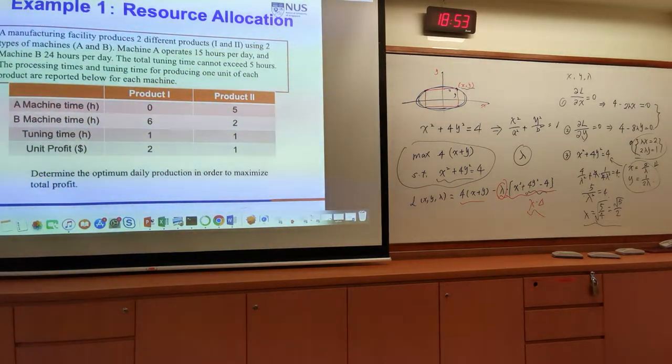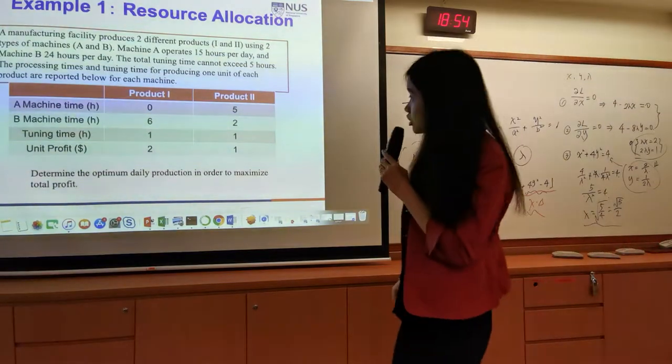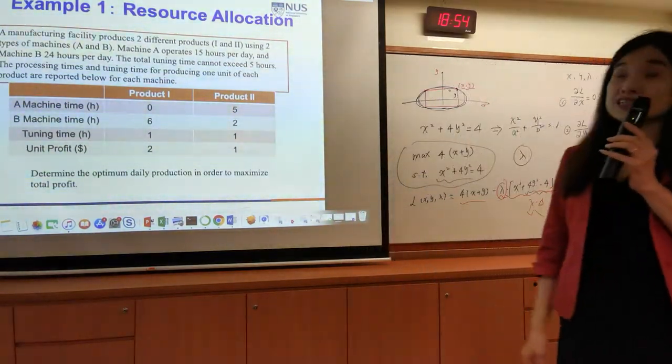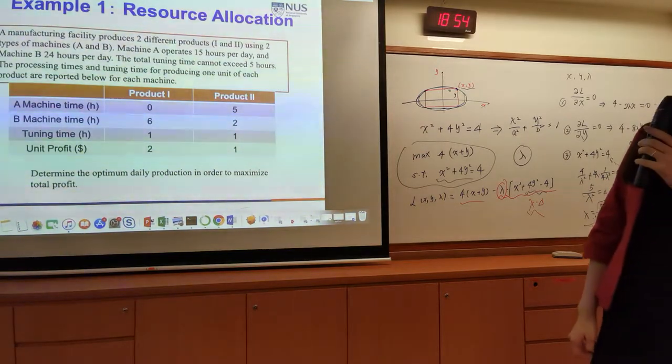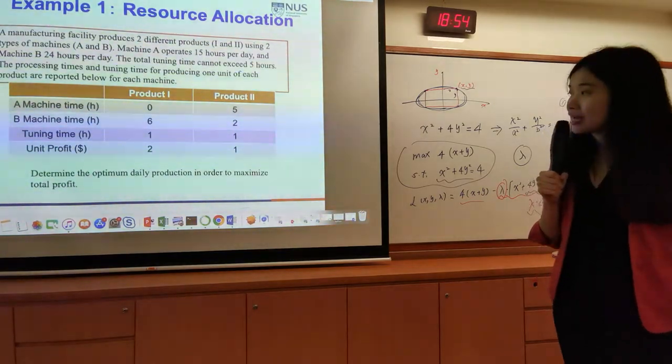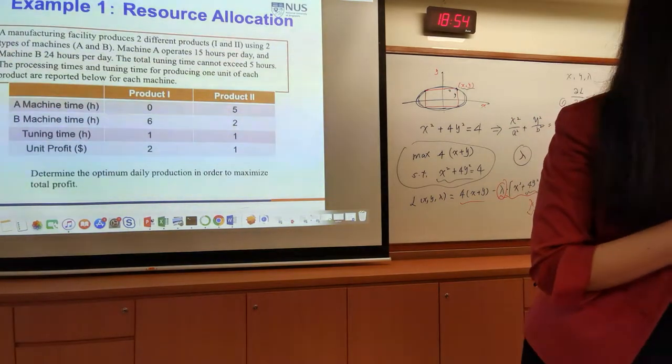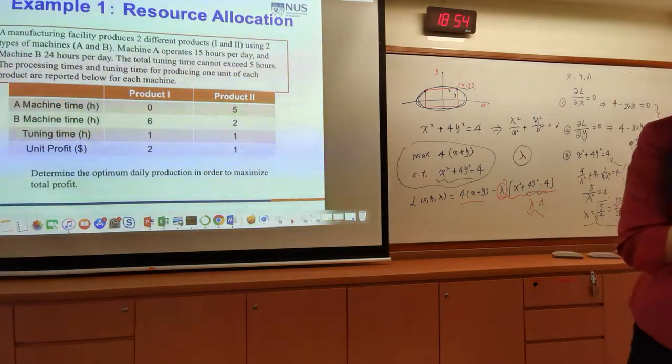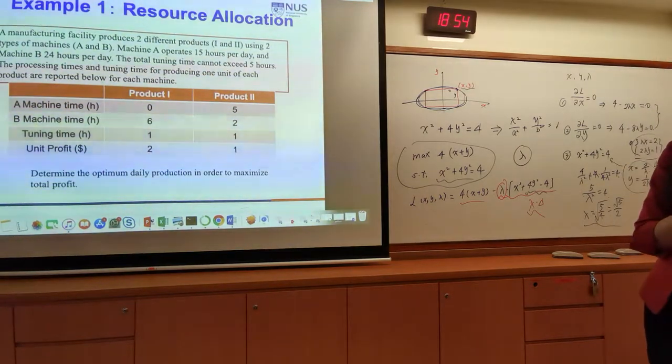Machine A operates 15 hours per day and machine B 24 hours per day. But the total tuning time cannot exceed 5 hours. The processing time and the tuning time for producing one unit of each product are reported below. So it has two times, a tuning time to get the machine ready and the process time to really do the manufacturing. And the unit profits are given here. If we want to determine the optimal daily production in order to maximize the total profit, you can write down the problem formulation your preferred way.